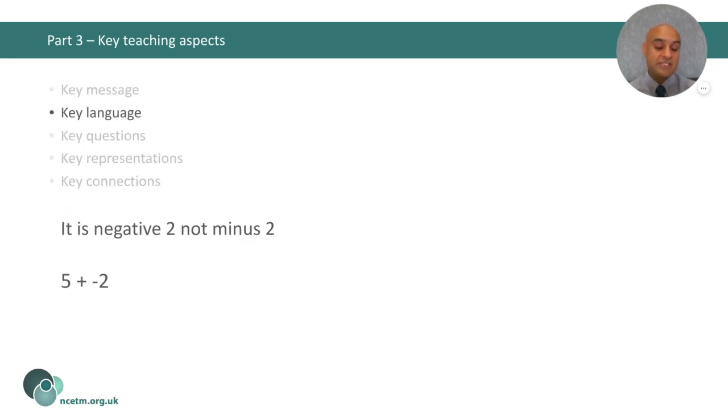So in terms of teaching this topic, I feel that language is absolutely crucial. The language we use can really help students distinguish between the operator and the symbol. I mean, they look identical in this topic, but sometimes the subtraction sign is denoting an operation, and sometimes it's used to denote a negative number. So I would read the calculation on this slide as +5, add -2, not 5 plus -2.